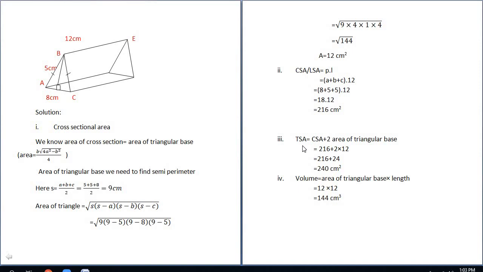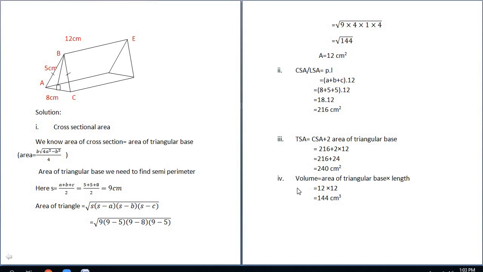Now let us learn to calculate the total surface area of a triangular prism. To calculate the total surface area of a prism, we need to include these two triangular parts. That means we get the formula curved surface area plus 2 into area of triangular base. We have already calculated curved surface area, that is 216 cm square, plus 2 into area of triangular base, we have calculated 12. By calculation, we get 240 square centimeter.